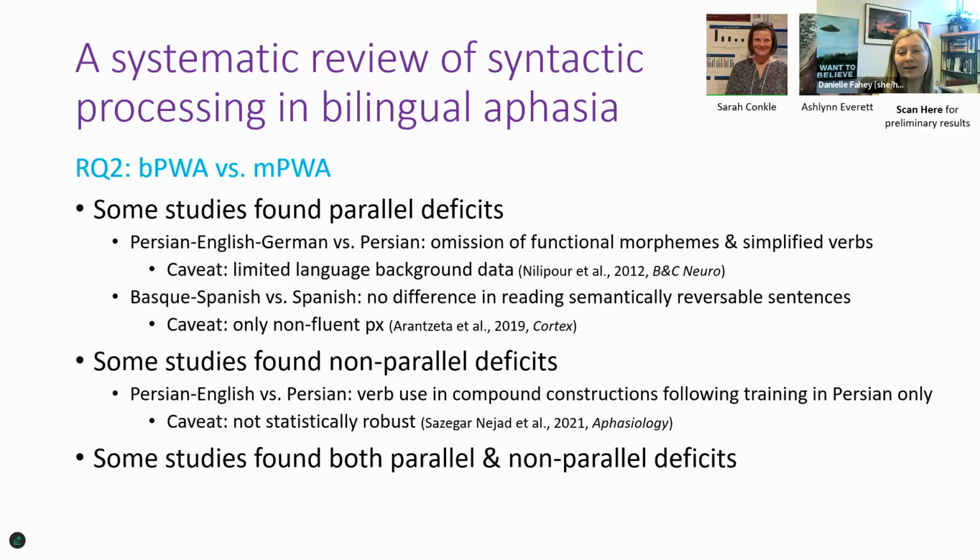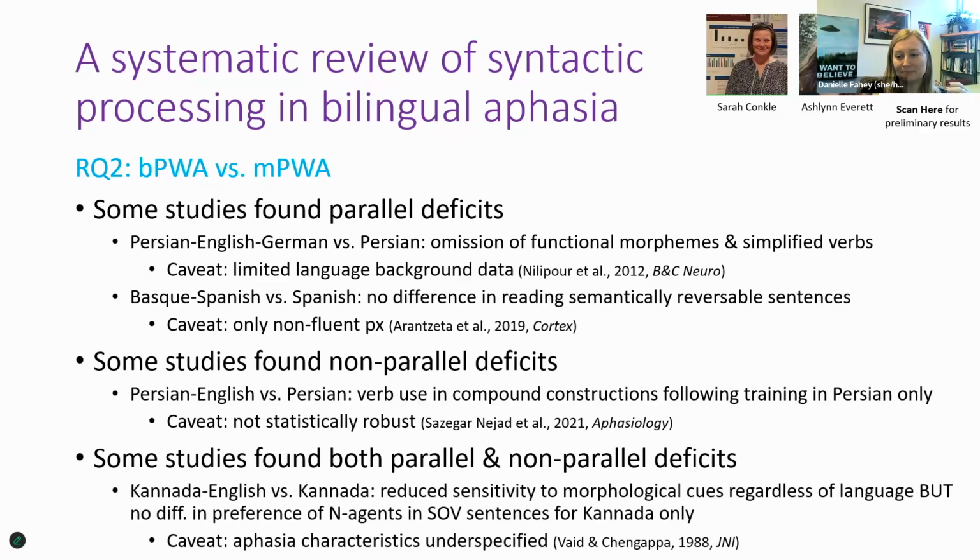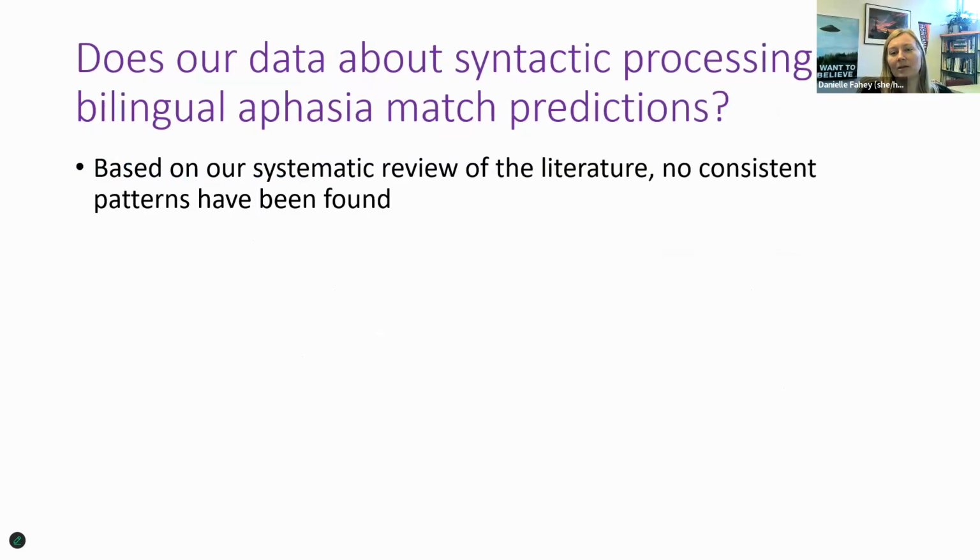We finally see studies with both parallel and non-parallel deficits. And this is more of what we would expect, because thinking back to the beginning of this talk, the typological overlap, not all structures are similar. We wouldn't necessarily expect a parallel on quite everything. But we don't really find consistent patterns across the literature.